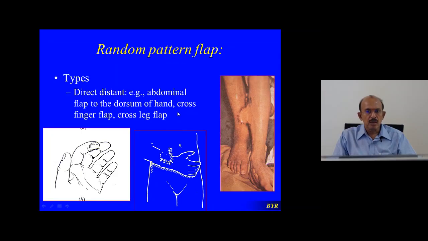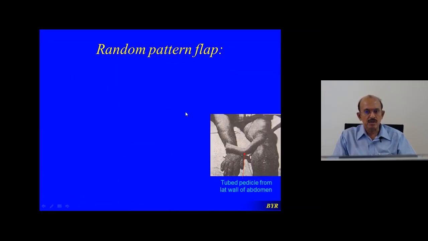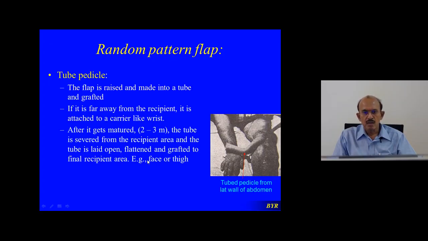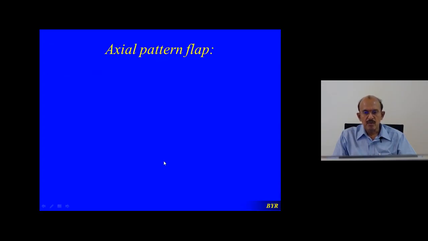Cross leg flap, cross finger flap, abdominal flap to the dorsum of the hand. These are some examples. Of course, this is the two pedicle flap. It is not being done nowadays. So I will skip this. Then axial pattern flap.